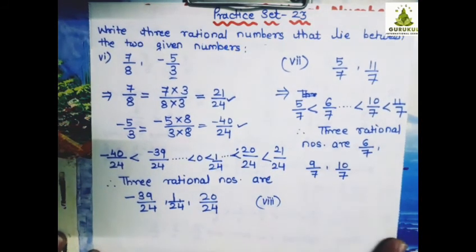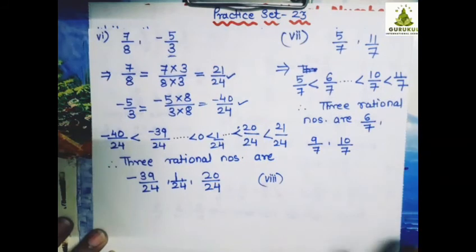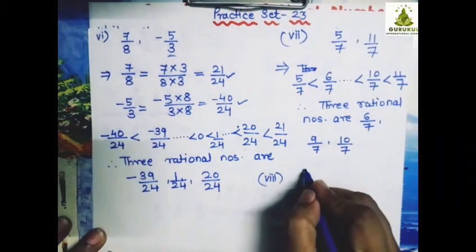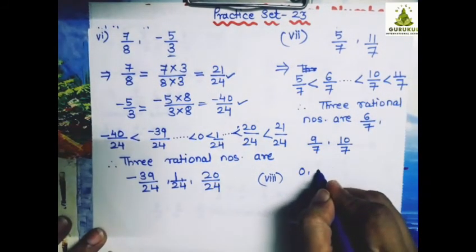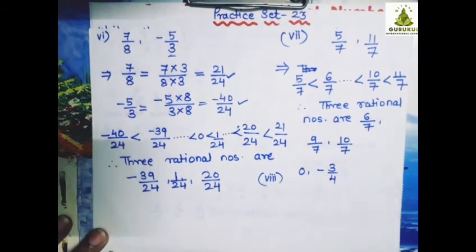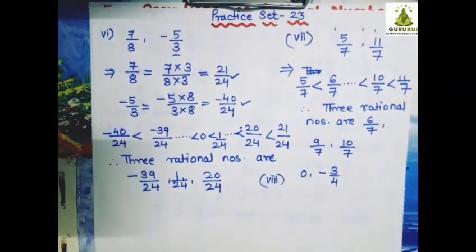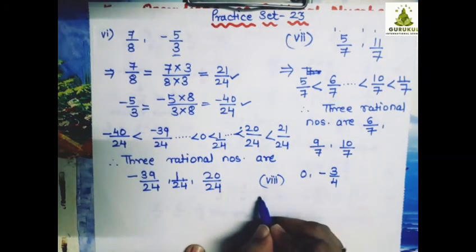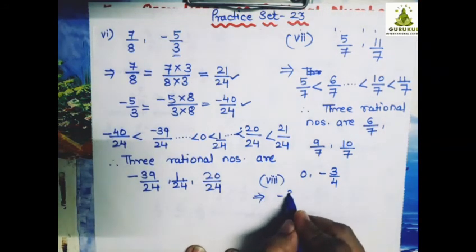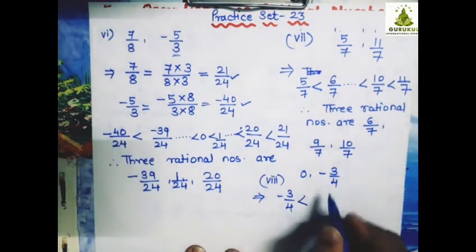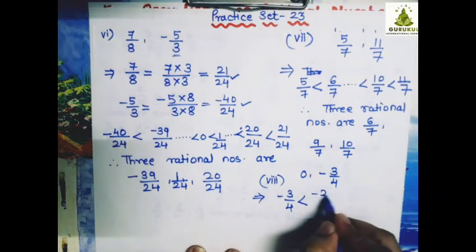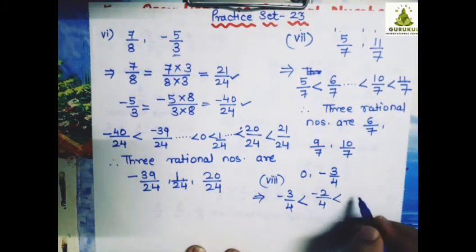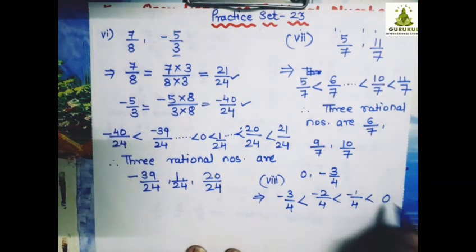here only I am writing, the space is there. So, we will continue over here, 0 and minus 3 upon 4. It is a negative number, you know that a negative number always comes first and then comes 0. So, arrange it, therefore the solution will be minus 3 upon 4 less than minus 2 upon 4 less than minus 1 upon 4 less than 0.